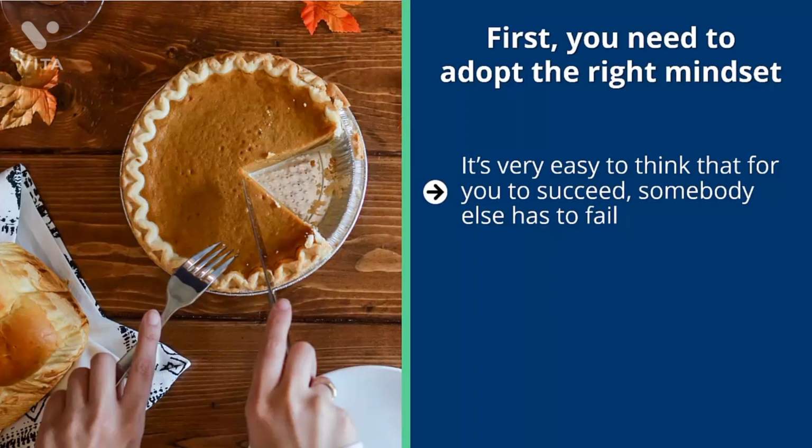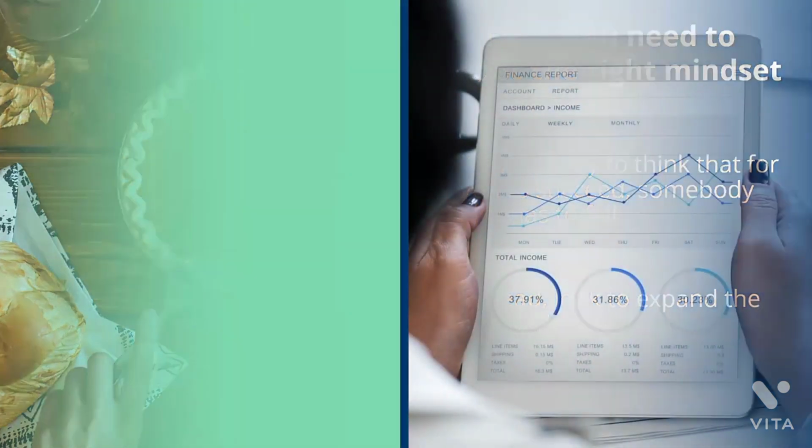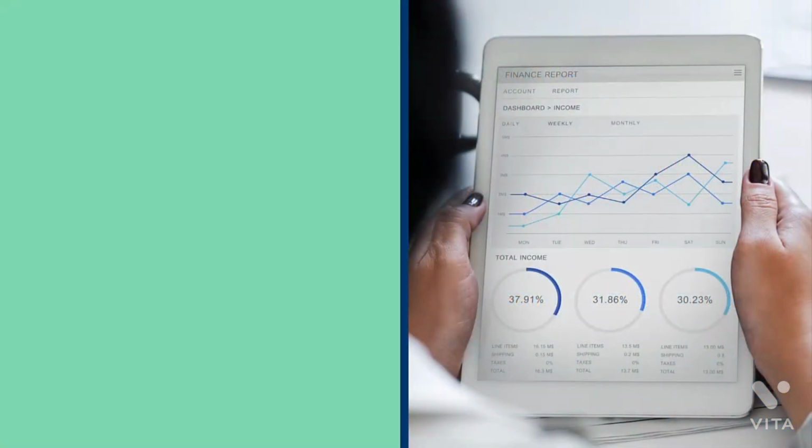For your slice of these resources and online success to increase, somebody's slice has got to get smaller. Get rid of that mindset. Instead, look to expand the size of the pie. If you want another analogy, look to create a rising tide that lifts all boats. Both these analogies lead to the same place. It's all about creating a win-win solution. For you to win, somebody doesn't necessarily have to lose. You can cooperate so you can mutually benefit. Get the idea? Good. You will need it.